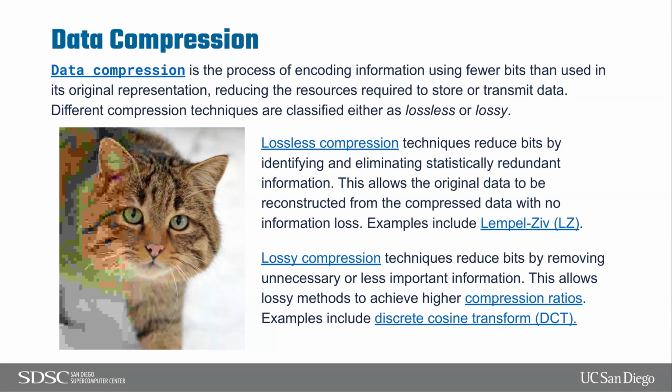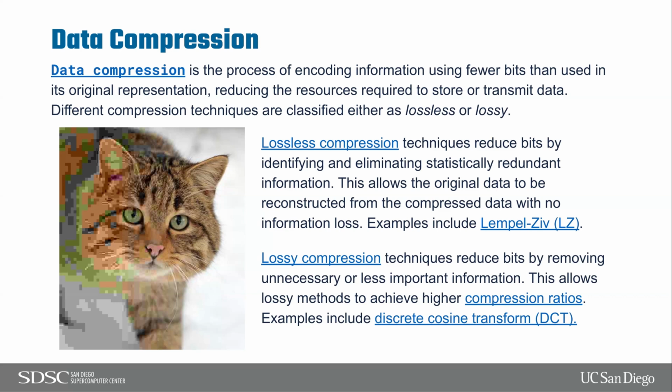Lossy compression techniques are usually able to achieve much higher compression, what we call compression ratios, meaning how much you're able to shrink a file or a piece of data with the algorithm. But they do so at the cost of throwing away information that is deemed less important by whatever compression algorithm is being used.